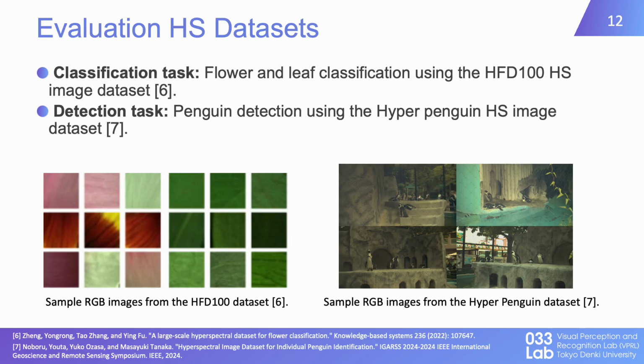For datasets, we require hyperspectral images to simulate the sensing process. For classification, we use the HFT100 dataset, performing tasks on flower classification and leaf classification. For object detection, we use the HyperPenguin dataset, which contains hyperspectral images of penguins.